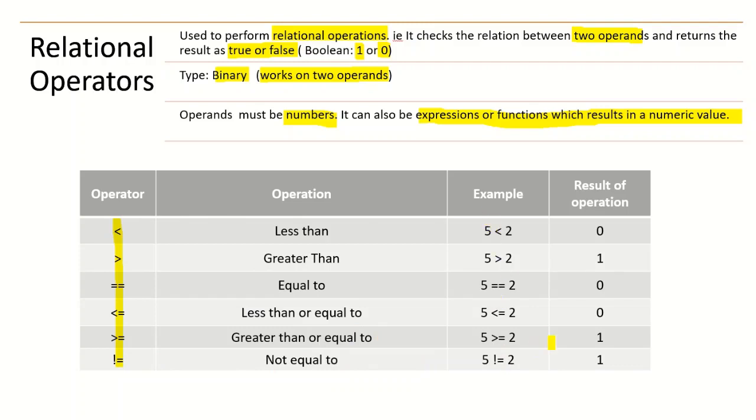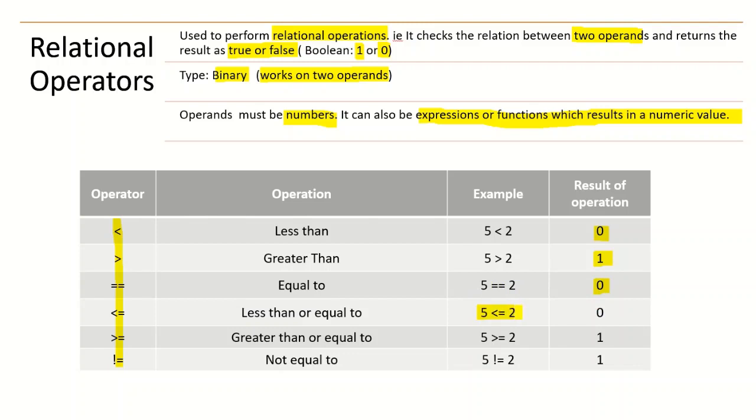Examples are also given: 5 less than 2. This is not true, so result is 0. 5 greater than 2. Result is correct. So answer is 1. 5 equal to 2. 5 is not equal to 2, so result is false or equal to 0.